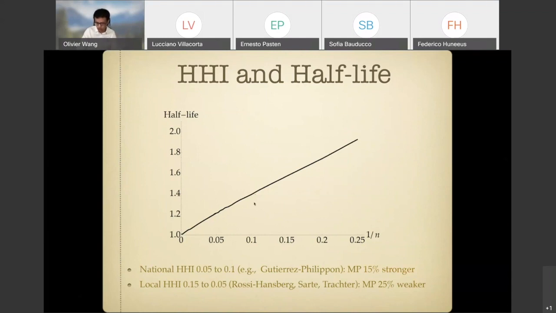Now, if it's local concentration, then we actually went from 0.15 to 0.05. And so again, for now, we're not taking a stand on which measure is the most relevant one. It's partly an empirical question, but this tells you if concentration increases, that's what's happening.